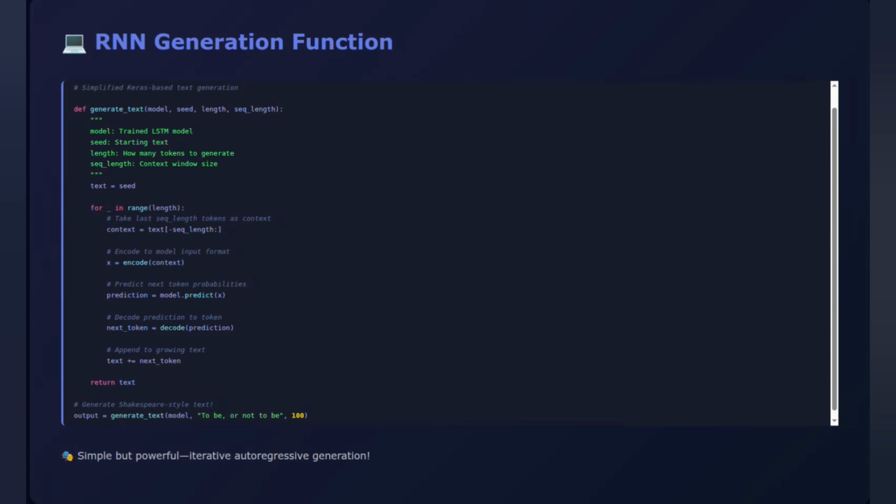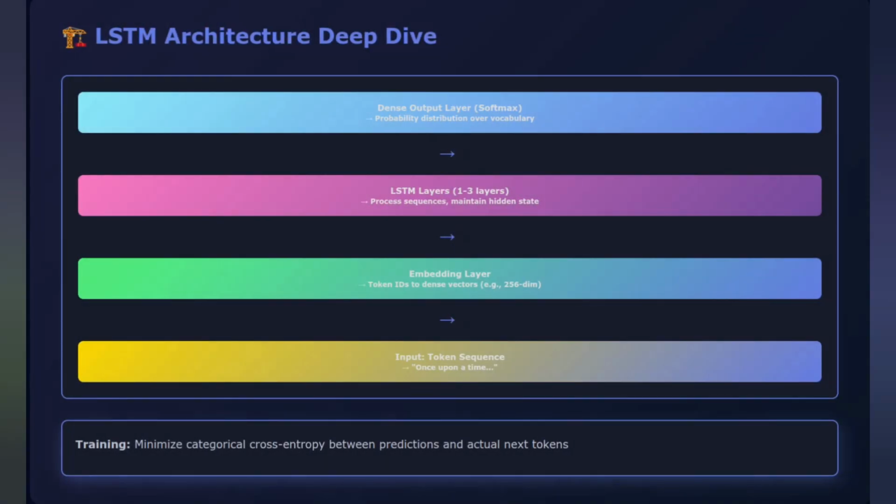We define a function that takes our trained model, a seed text to start from, and how many characters or words to generate. Inside the loop, we take the last portion of our generated text, specifically the last sequence length tokens, because that's what our model was trained on. We encode this context, pass it through the model to get predictions, decode the predicted token, and append it to our growing text. After looping for the desired length, we return the complete generated text. Simple but powerful.